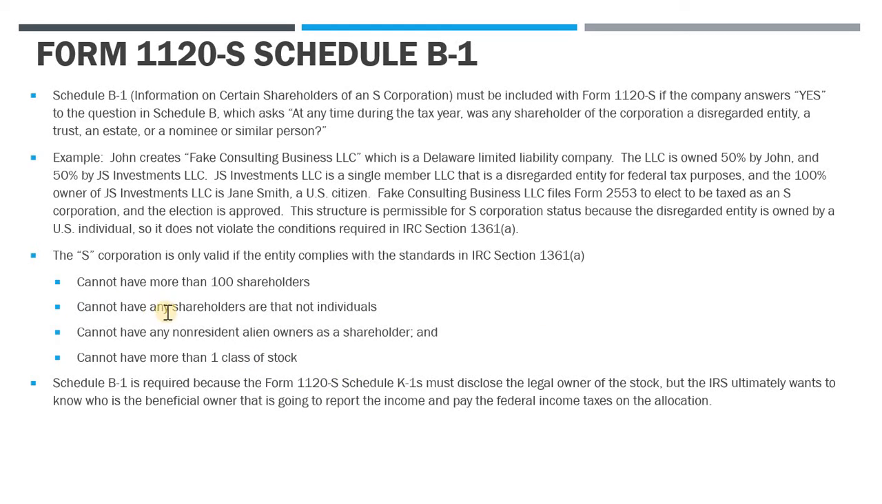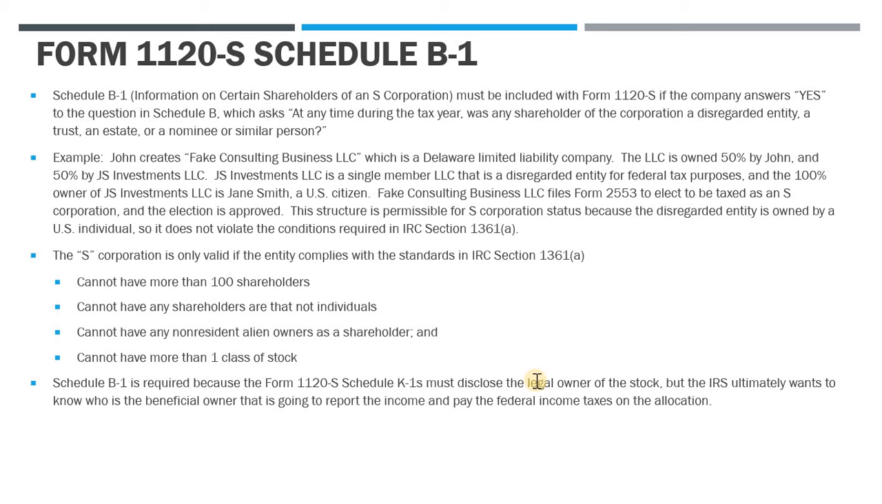Which says that you can't have any shareholders that are not individuals, and again, this structure does not violate that condition because JS Investments LLC is a disregarded entity. So the structure is permissible, but it requires a little more work on the 1120-S, right? So you've got to include the Schedule B-1, and it's being required because ultimately, every K-1 has got to go to who the owner is, the legal owner.